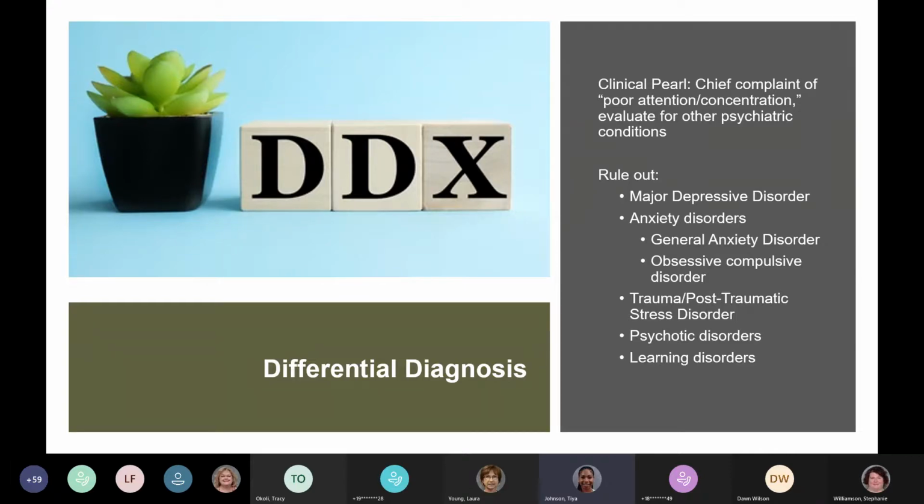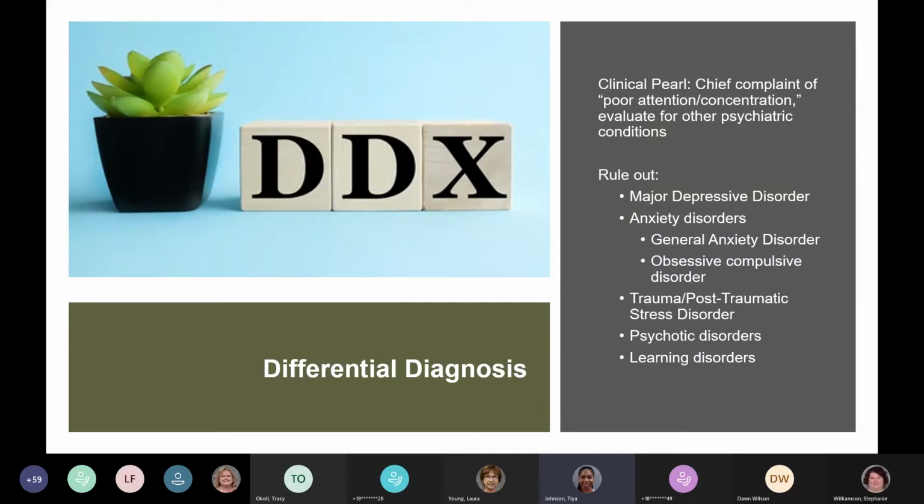Children with undiagnosed learning disorders may have symptoms of poor attention and concentration due to not understanding the subject that they are being taught. And they may also have some oppositional and/or disruptive behaviors in the classroom to try to hide that they're not comprehending.